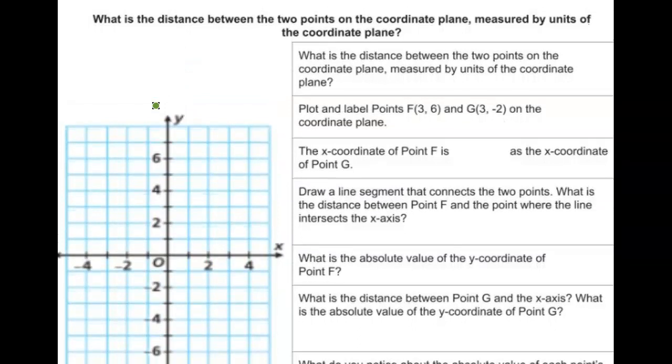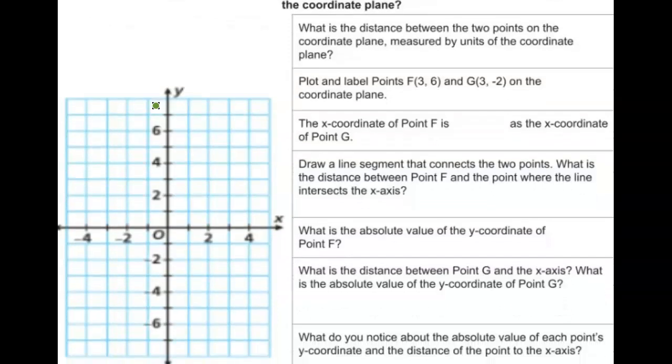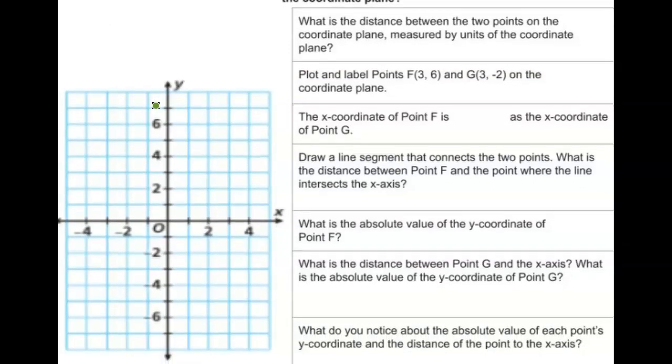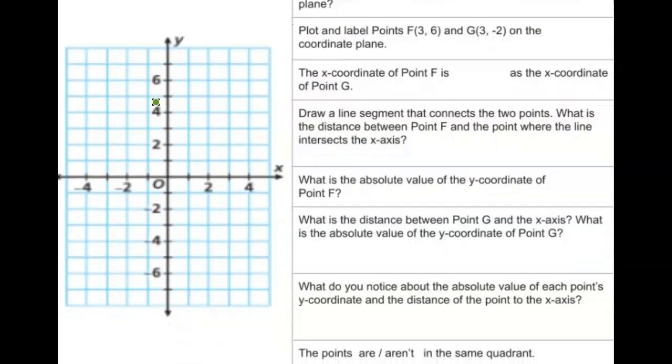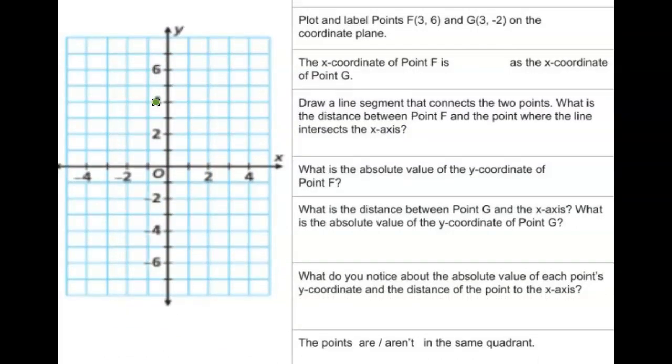Okay. What is the distance between the 2 points on the coordinate plane measured by units of the coordinate plane? So first, what we have to do is we are going to plot some points here. Plot and label point F, which is 3, 6. So I'm going to run to 3 and jump to 6. And I'm labeling it F. I'm going to check it off so I know I did it.